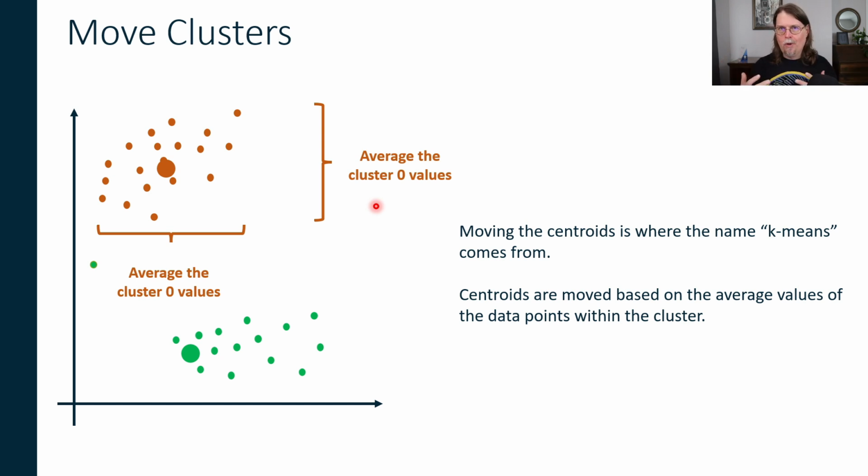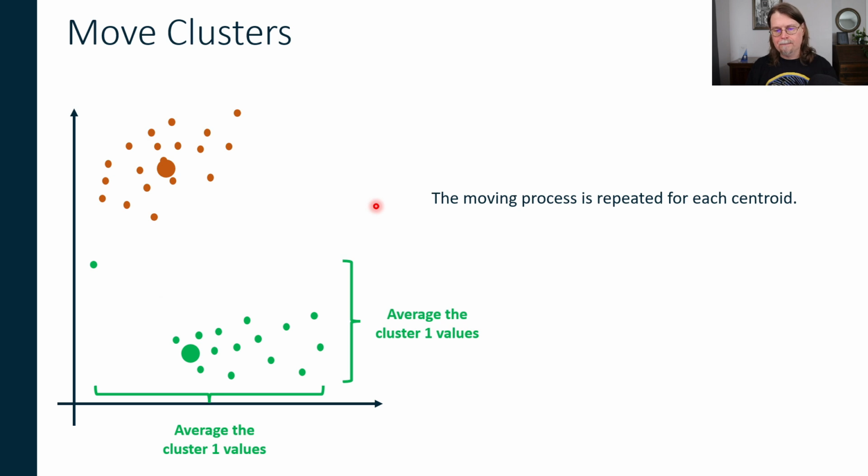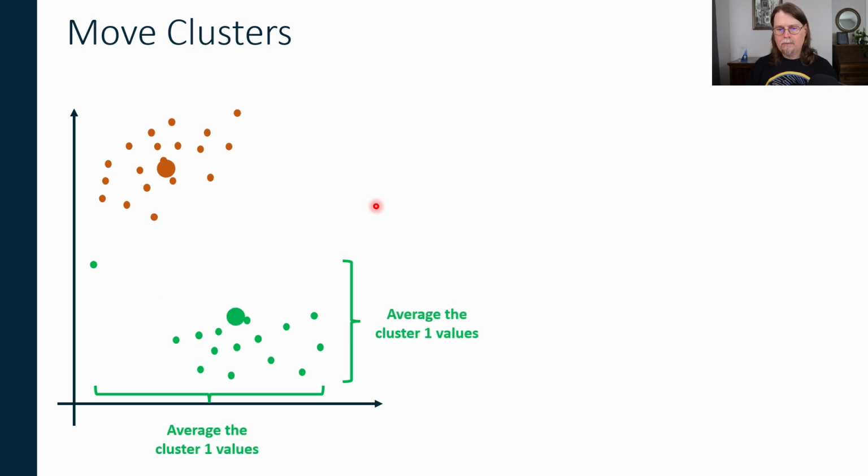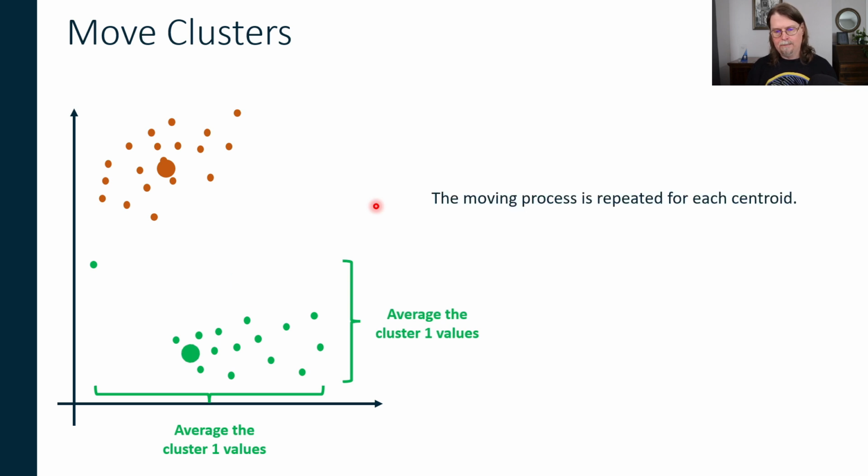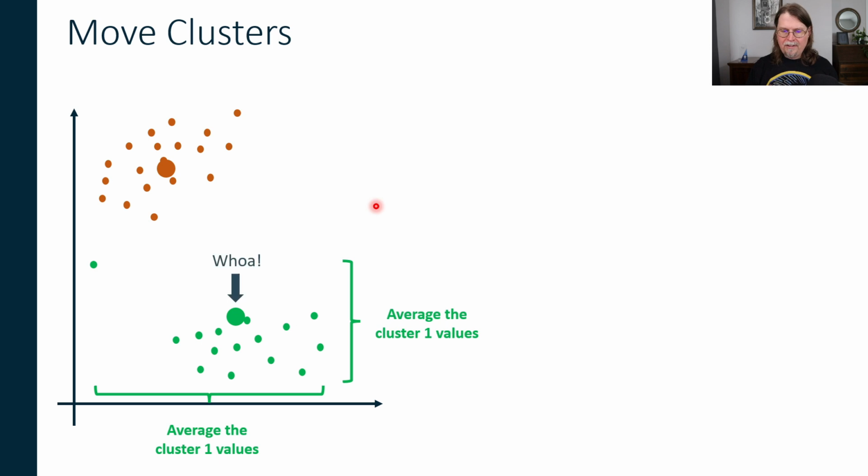We've moved the orange centroid to the center of the orange data points using the average as our calculation, the mean. And then we do the same thing for the green. Now, what's super interesting is, if we think about it, let's go back up. This green centroid doesn't look like it's in the center of these green points, right? And the reason for that is because of T-Swift.